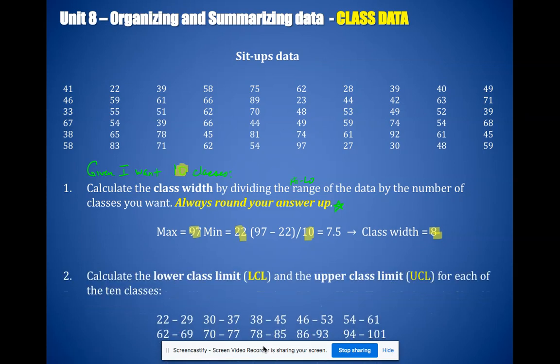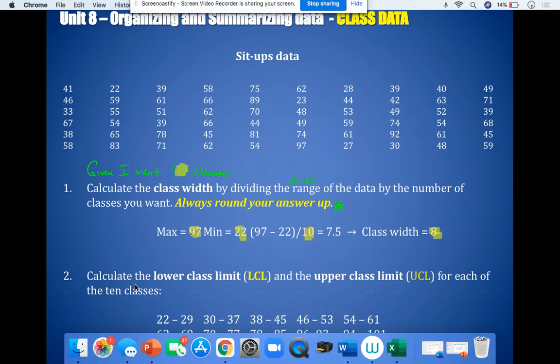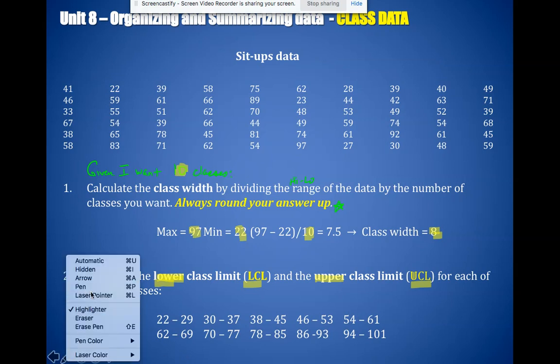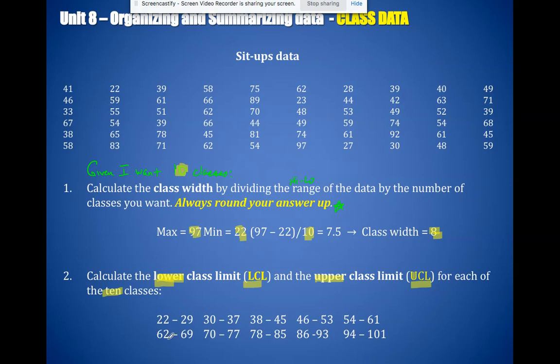To do that, I'm going to say, well, what's the lowest to go in each class? Called the LCL. And what's the highest that is going to go into each class? And I'm going to call that the UCL for each of my 10 classes. This is actually not how I write it out. I just did this so it was about right, at the bottom of my screen following number 10. But here are my 10 classes.